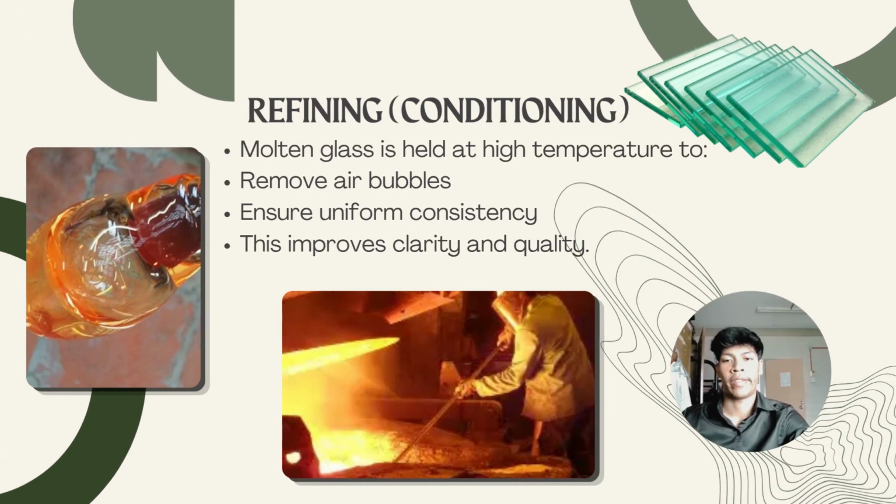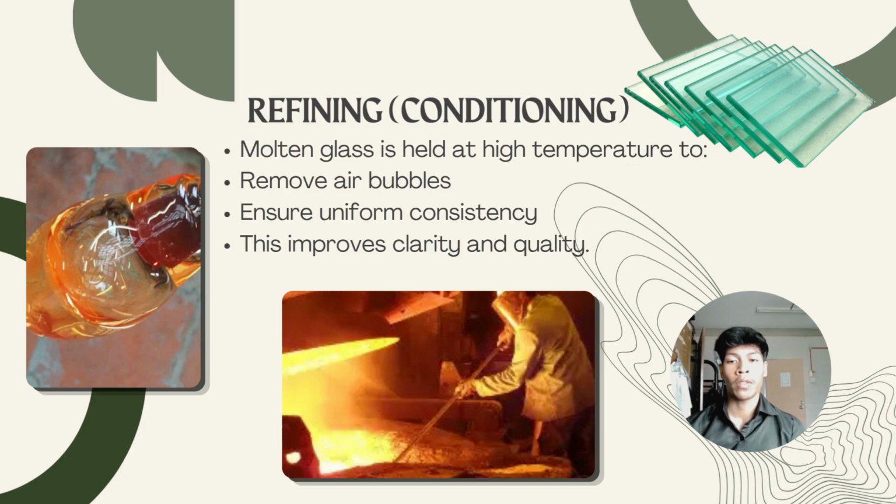Good morning everyone. Next, I will explain the refining or conditioning stage in the glass manufacturing process. During this stage, the molten glass is kept at a very high temperature. The main purpose is to remove any air bubbles and trapped gases that were formed during the melting process. Removing the bubbles is important because they can weaken the glass and reduce its clarity.